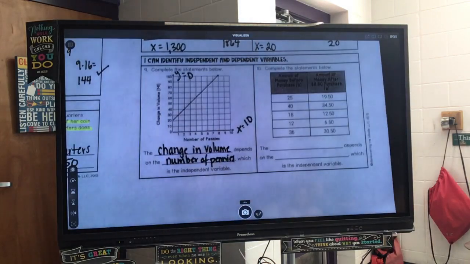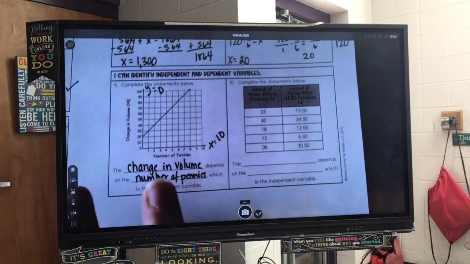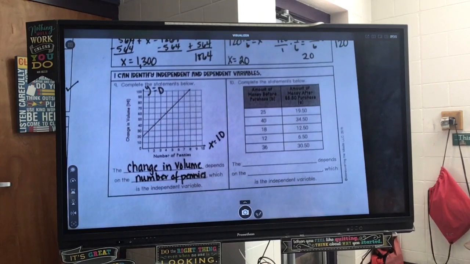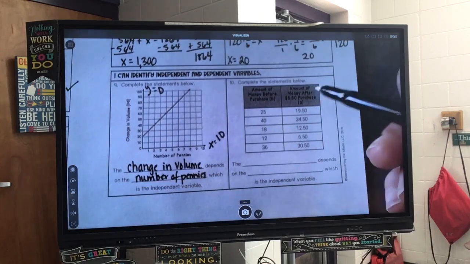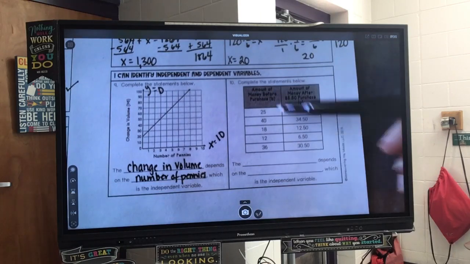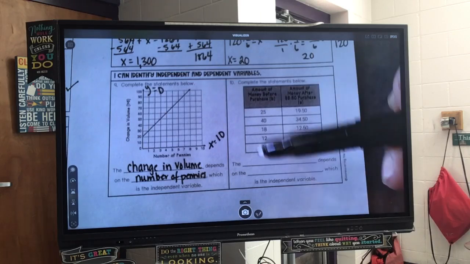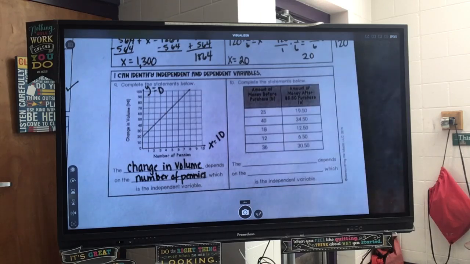Alright, how do we do with that one, if we got there? Use the tricks that hopefully you remember, or study your notes. Alright, number 10. Why goes to number 10, I don't know, but we'll just roll with it. It says complete the statements below. So what do we know about this first column, the amount of money before purchase? What do we know that this first column represents? Only 3 people know. Alright, Delilah, what do you think?